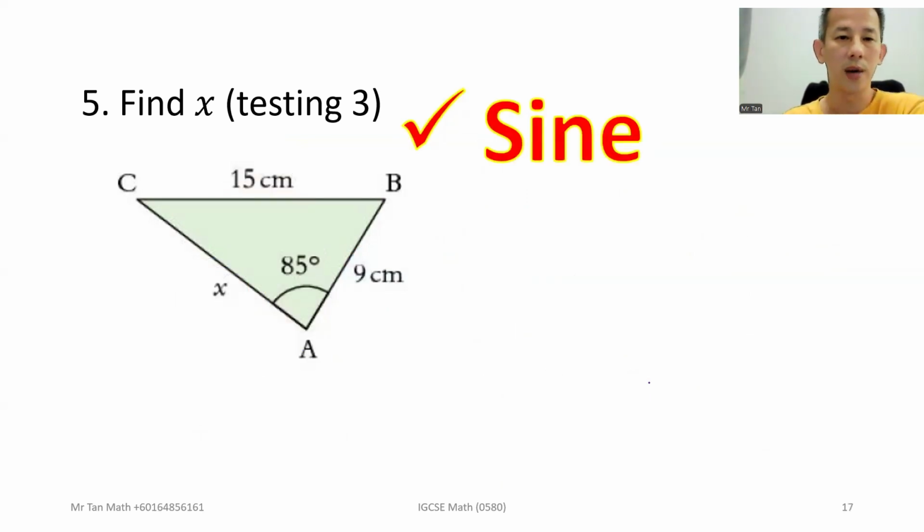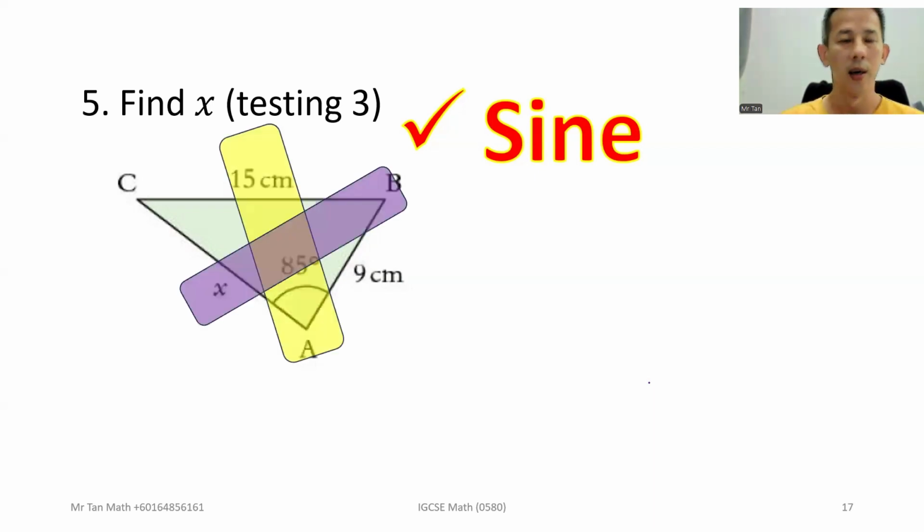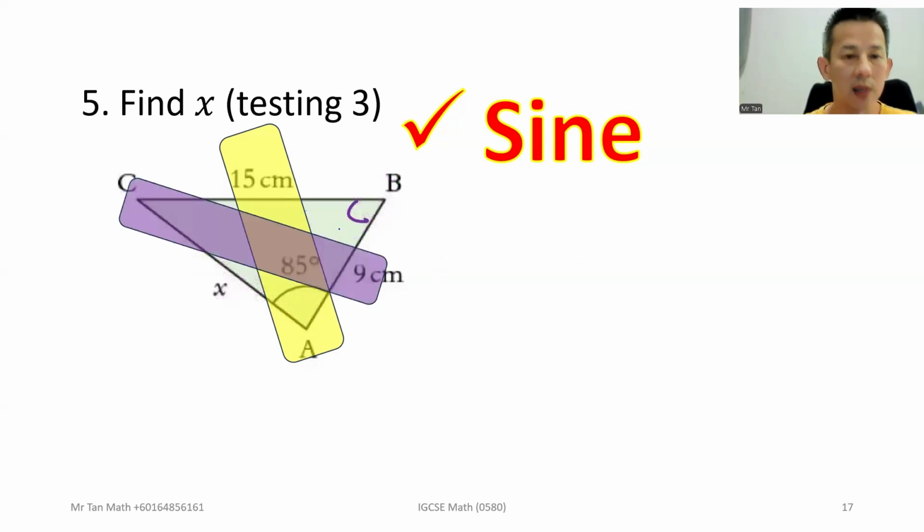To use the sine rule, you need two pairs. So here and here. However, we don't have the angle B here. This is unknown. So to do this, first we need to find this angle. So just label this as y.